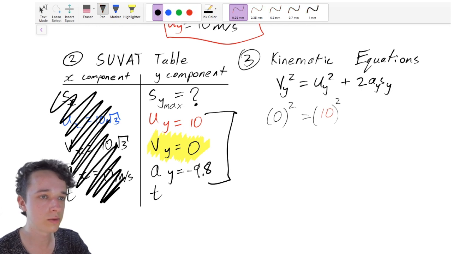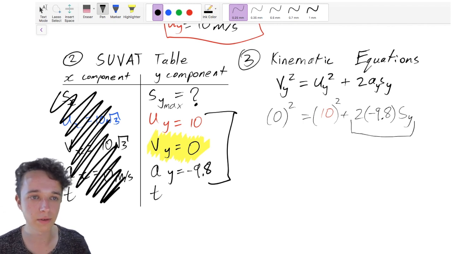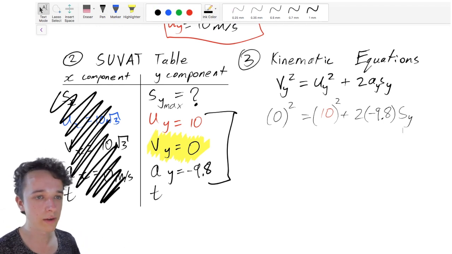So 0 squared equals 10 squared plus 2 times ay. What's our ay? It's negative 9.8, that's the acceleration due to gravity, multiplied by sy, which is what we're trying to find. First of all, I'm going to bring this expression here, the 2 times negative 9.8 times sy, to the other side. So I'm going to bring it to the left-hand side.